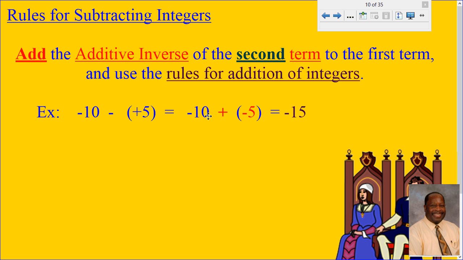So remember the rules for addition. When the signs are the same, both are negative in this case, we add the numbers. 10 plus 5 is 15, and we're going to keep the same sign, which will be negative in this case. So let's try a couple on our own. Remember, the rules for subtraction: you're going to make it an addition problem, and you're going to change the second term to its additive inverse and use the rules for addition of integers.